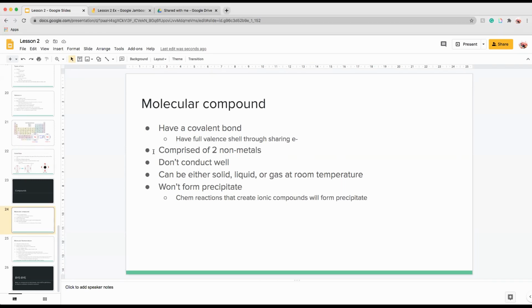Molecular compounds will always only contain two nonmetals. You'll never find a molecular compound that has a metal and a nonmetal, or anything that's not a nonmetal. Molecular compounds also don't conduct well. They can be either solid, liquid, or gas at room temperature. They also won't form precipitate. So when molecular compounds have a chemical reaction, they won't form precipitate or solids. Chemical reactions that create ionic compounds, which you will learn later, will form precipitate or solids.